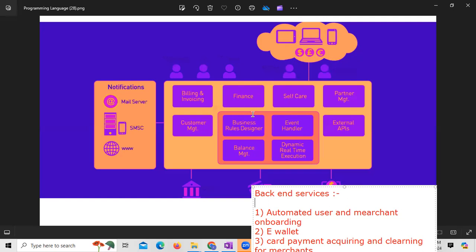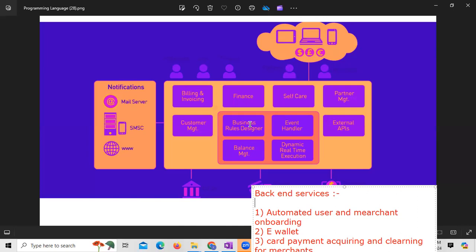At the same time, business rules are also important. The business rules designer is also one of the core and important elements we have to focus on, because depending on the organization, whatever rules and government mandates apply have to be taken into consideration. Depending on the business rules, whatever changes are required have to be made here subsequently.